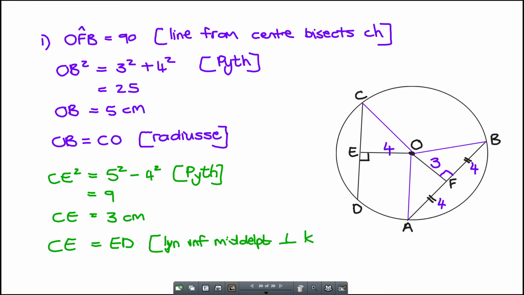Nee. Is julle reg daar? You guys good? So now I can say CD will be 2 times that 3 centimeters, meaning 6 centimeters.